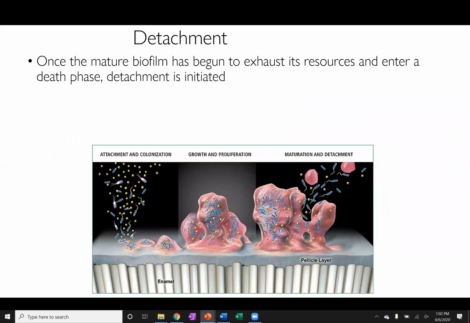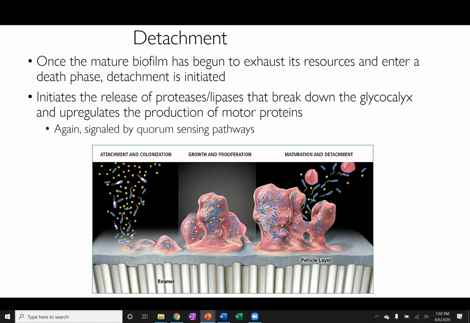And then after these biofilms have matured, we follow this up by detachment. And so once the biofilm has begun to exhaust all the resources in a particular area, it will enter a death phase, and then ultimately it starts to initiate detachment. And this detachment process is characterized by the production of proteases and lipases, so enzymes that break down proteins and lipids respectively. And what this does is it breaks down the exopolysaccharides, that slimy layer that is holding these biofilms together, and upregulates the production of motor proteins involved in motility. And again, this is all something that is signaled by quorum sensing pathways.